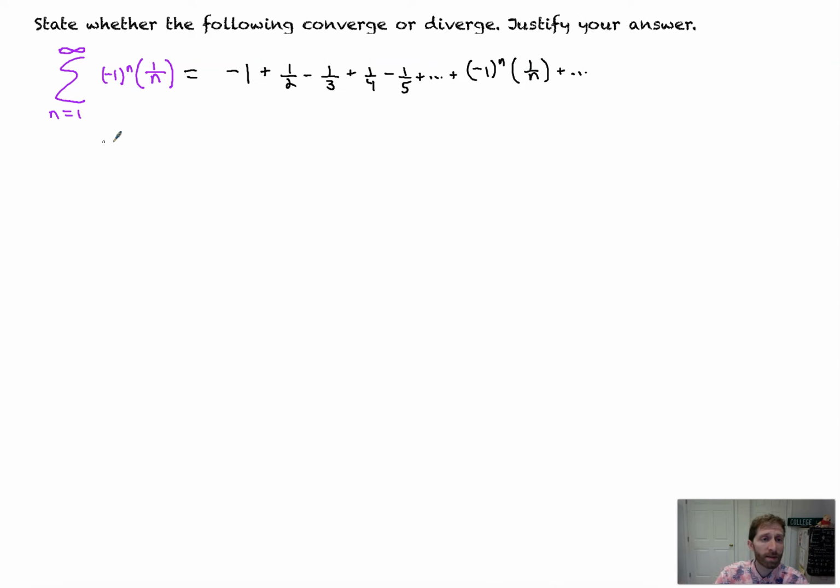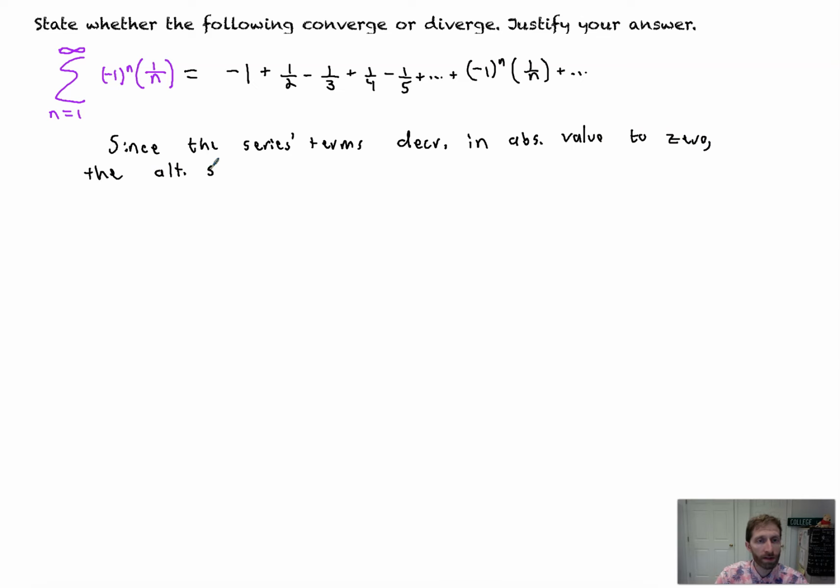So again, I'm going to make that same statement. I'll say since the terms of the series, the series terms, decrease in absolute value to 0, the alternating series converges. Got to somehow work in the name of that series. All right, so we have that.